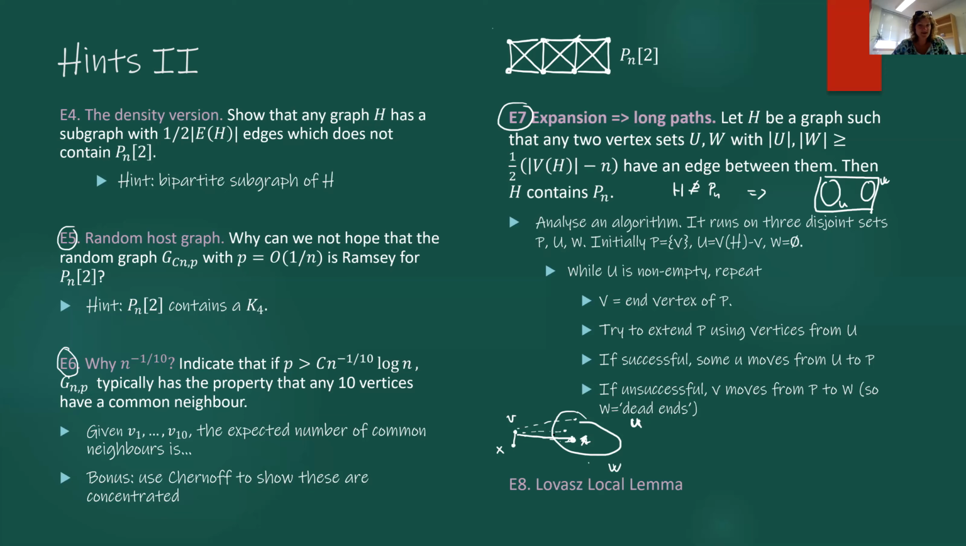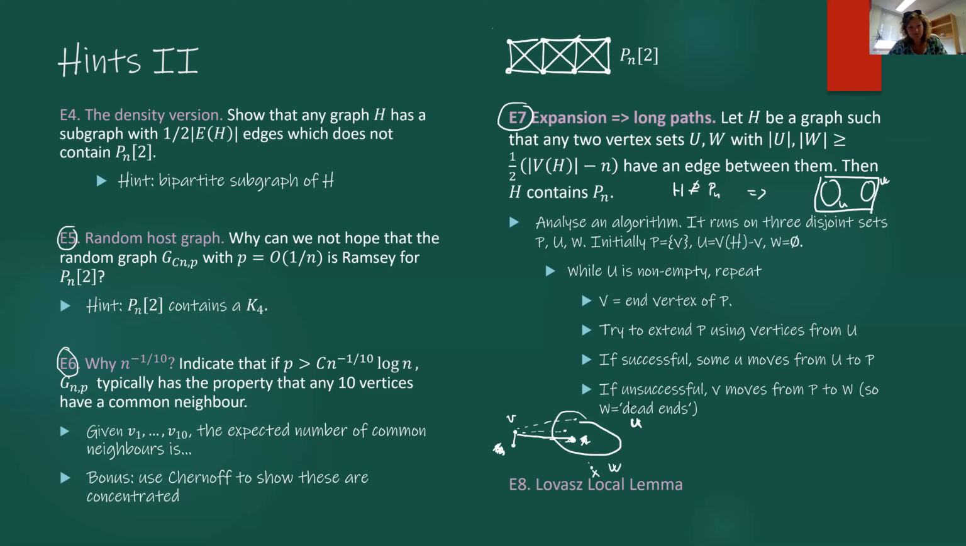And then we repeat the same procedure. So we keep extending the path. Let's say that now we find that X is actually a dead end, so we don't see any vertices here. Then we add X to W. So now X gets removed. That's the algorithm.